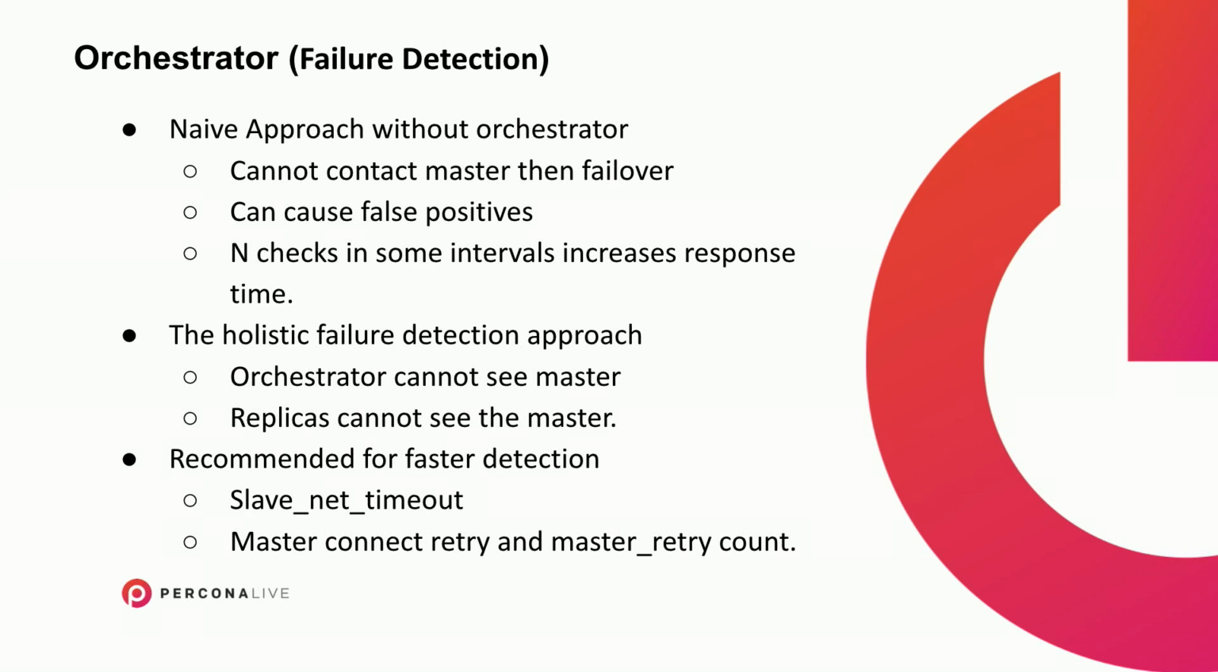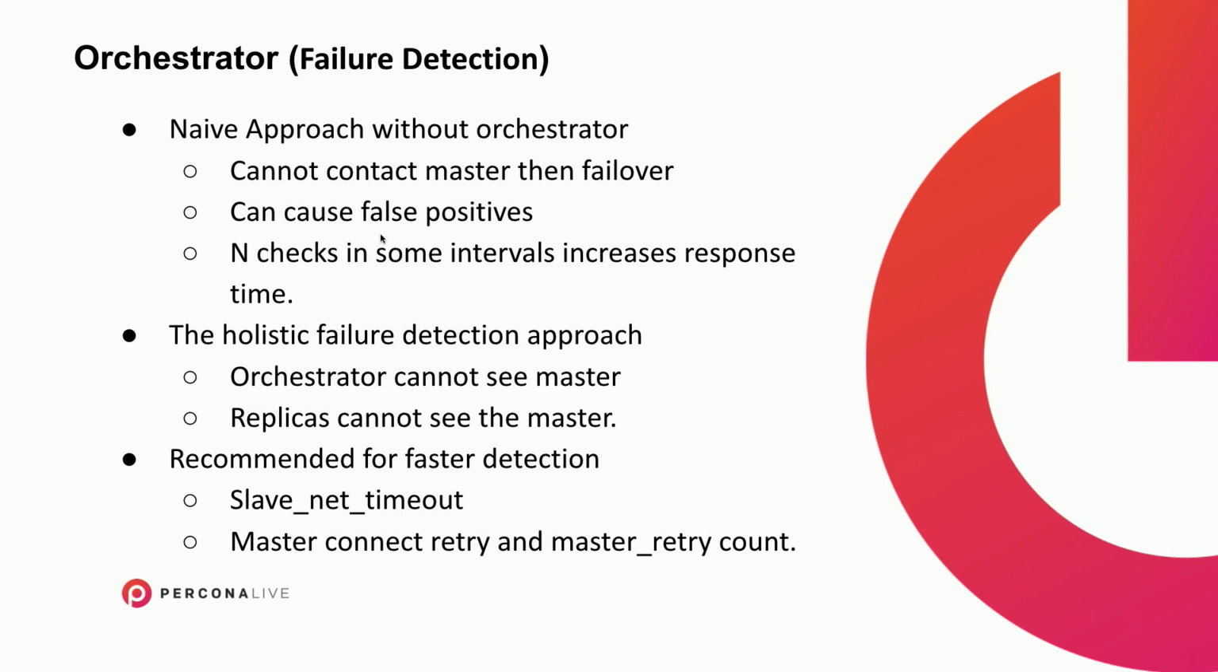But Orchestrator is very good. It uses a holistic approach for doing the failover. Holistic approach means it checks the whole system. It first checks whether the master is available or not. If the master is not available, it checks all the replicas to see whether they are able to connect to the master. If they are not able to connect to the master, it will straight away do the failover. This is how Orchestrator detects the failover.